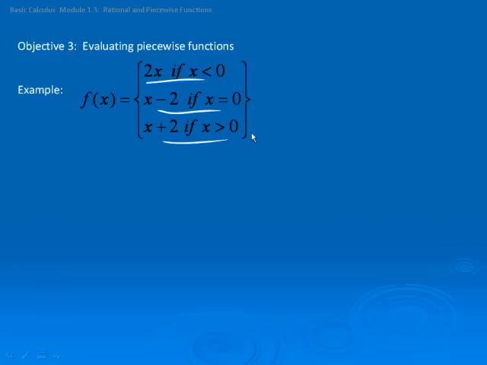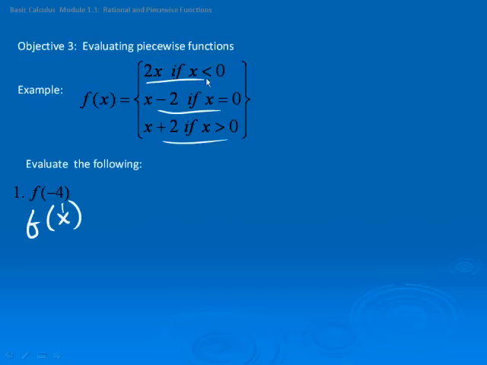Our first thing is that we're going to evaluate these functions. The first one we're going to evaluate is f of -4. Now, notice that this looks a lot like this, and the only thing that's been substituted is x with -4. So I'm going to look over here at my inequalities, and figure out which one fits x equals -4.